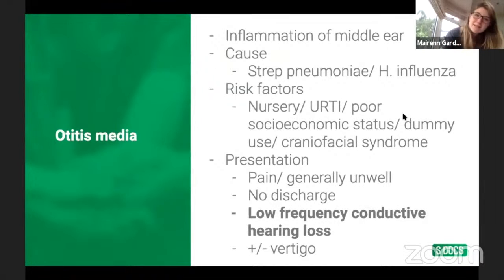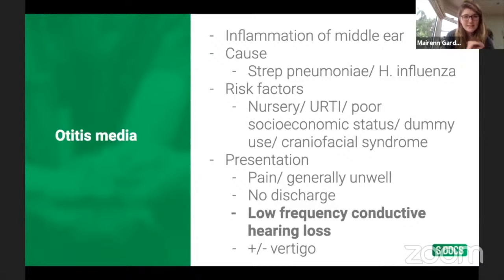Then going on to otitis media. This is inflammation of the middle ear. It's most common after an upper respiratory tract infection in young children, and therefore the cause tends to be either Streptococcus pneumoniae or Haemophilus influenzae. Risk factors for this include nursery, upper respiratory tract infection like I've just said, poor socioeconomic status, using a dummy, and craniofacial syndromes, so Down syndrome or Turner's.